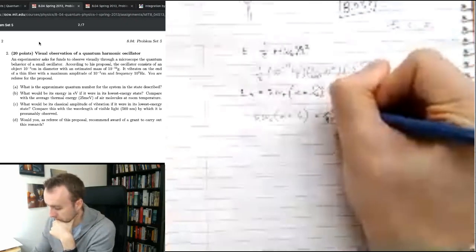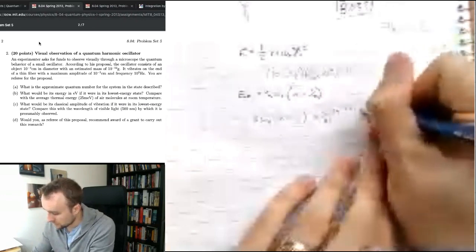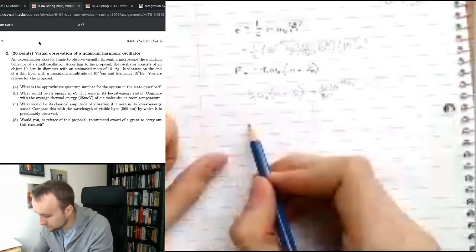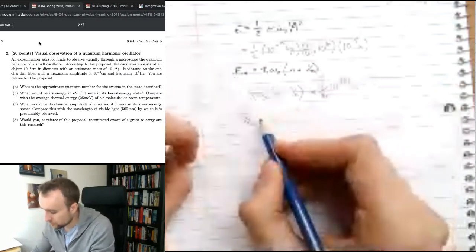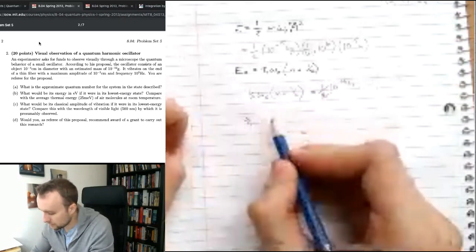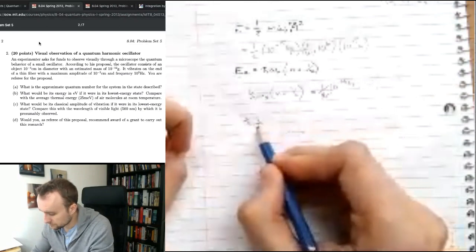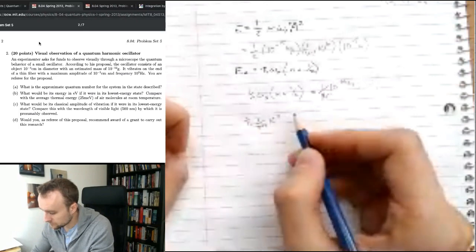Pi squared, 10 to the 6th. And that's the frequency. So let's just put 14 here. Sorry, one second, one h bar. I think this is the same omega 0, so let's just put that here. So we can cancel out.